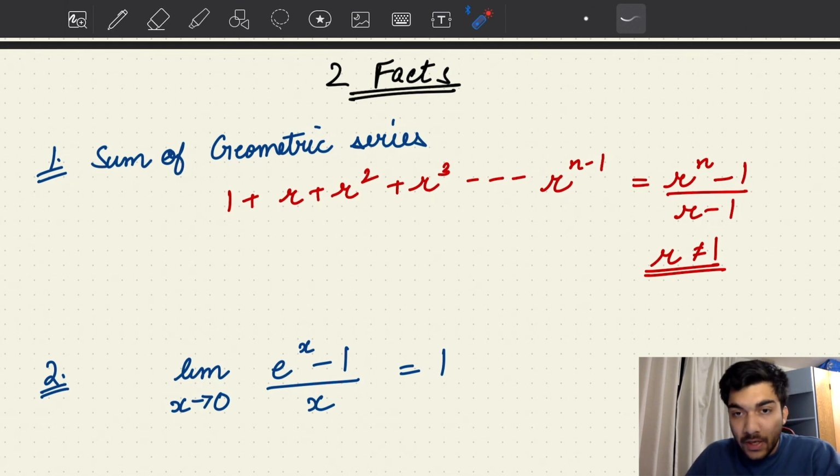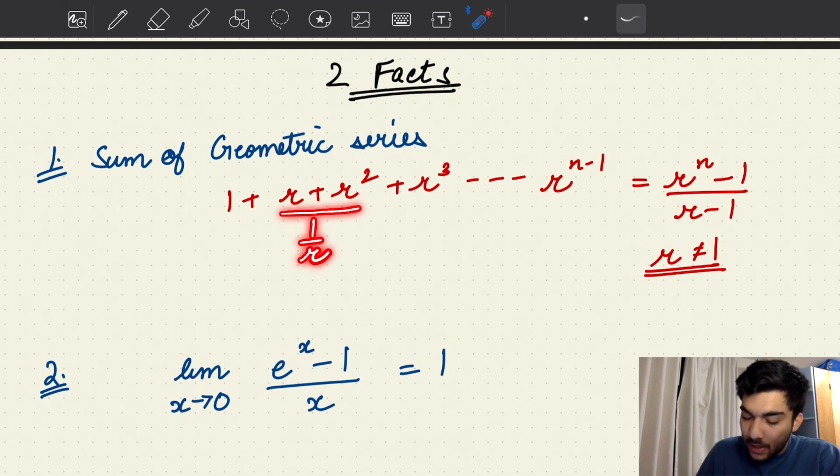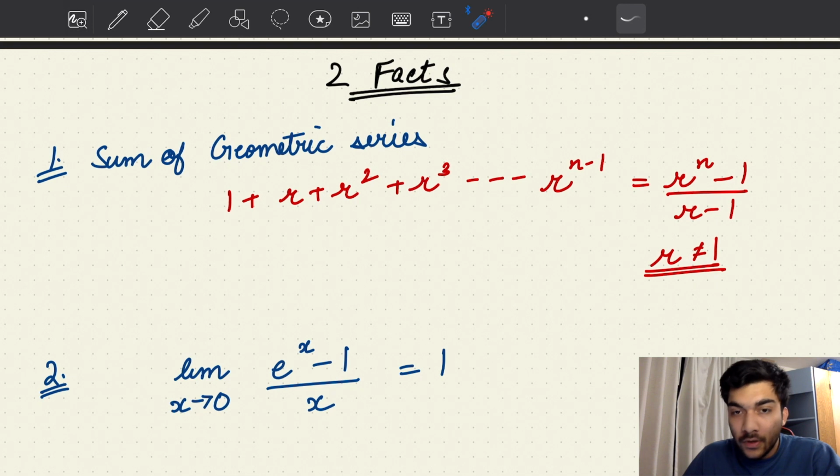If you don't know what a geometric series is, I'll give a brief overview. Basically, in a geometric series, the ratio of two consecutive terms is always the same. As you see in this example, I have the series 1 plus r plus r square, and so on up to r raised to power n minus 1. You notice that the ratio of two consecutive terms is r. If I take the second and third terms, the ratio is again r. So this is a geometric series, where the ratio of two consecutive terms is always the same throughout the whole series.